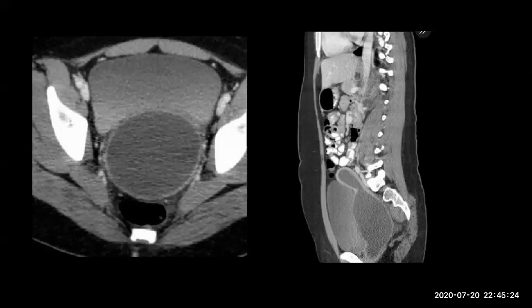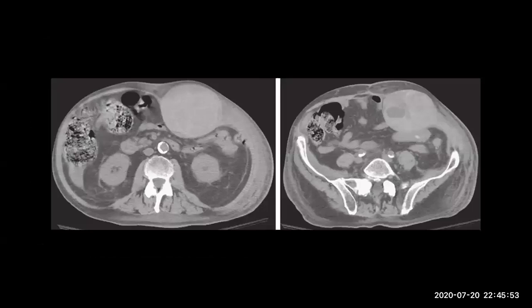Hematocolpos due to imperforate hymen. Okay. Yes. You should mention imperforate hymen causing hematocolpos. Okay. Next case.